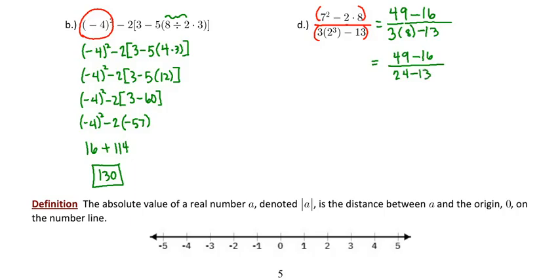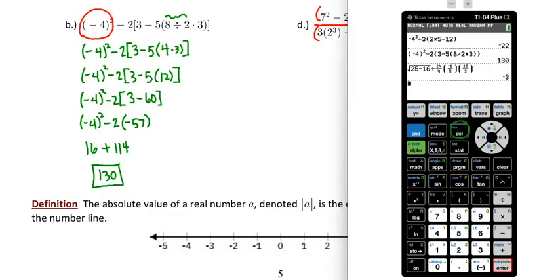Okay, again, before we work on that fraction, we need to go ahead and finish the numerator and the denominator. 49 minus 16 on the top gives me 33, and 24 minus 13 on the bottom gives us 11. Our common factor here is 11. 33 divided by 11 is 3. 11 divided by 11 is 1. So it looks like we get a nice clean 3 as our final result.